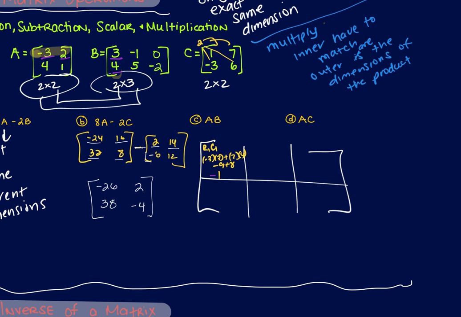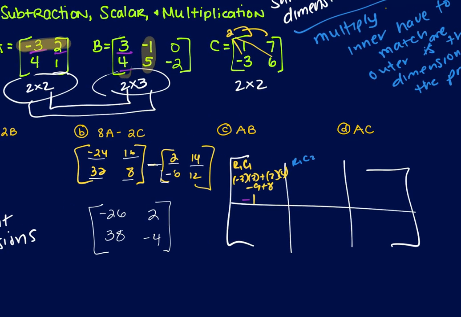And then I'm doing row 1, column 2. So negative 3 times 1, negative 1, plus 2 times 5. So negative 3 times negative 1, 2 times 5. Yeah, we're doing row 1, column 2 now. So positive 3 plus 10, which is 13.